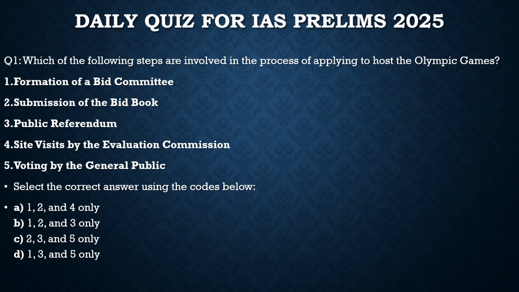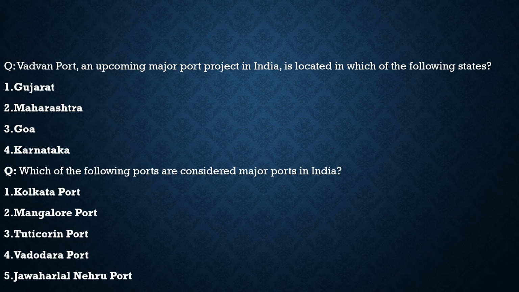Now moving forward to another question. It was with respect to the Olympic discussion which we had. Here the second question is with respect to the Vadhavan port. The question says, Vadhavan port, an upcoming major port project in India, is located in which of the following states? Is it located in Gujarat? No. Is it located in Goa? No. Is it located in Karnataka? No. It is definitely located in Maharashtra.